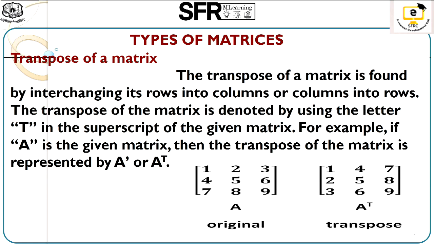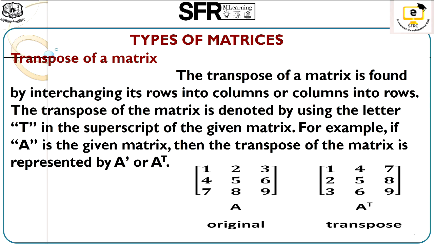Next we see the transpose of a matrix. The transpose is nothing but interchanging the rows and columns, or columns into rows. The transpose of a matrix is denoted by the letter T in the superscript of the given matrix. Now see the example. The given matrix A equals 1, 2, 3, 4, 5, 6, 7, 8, 9. This is the original matrix A. You have to find the transpose, A transpose.